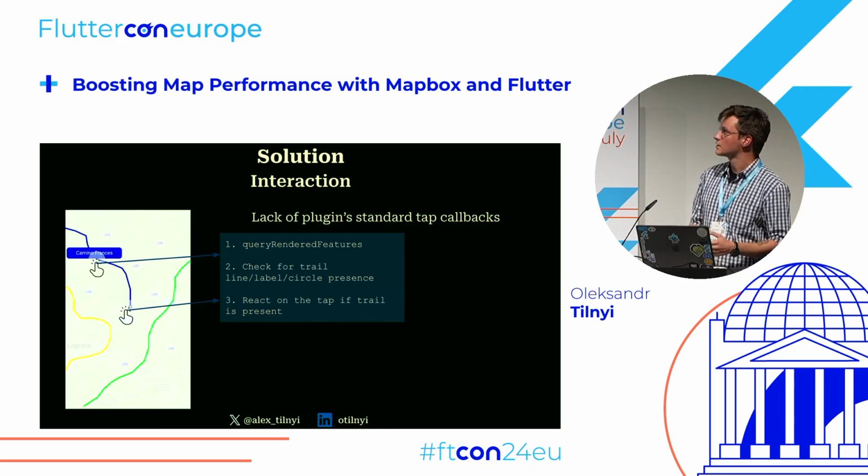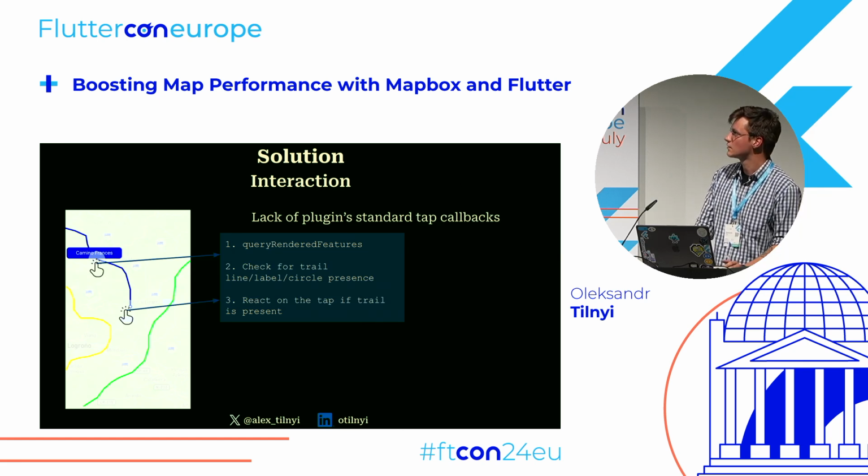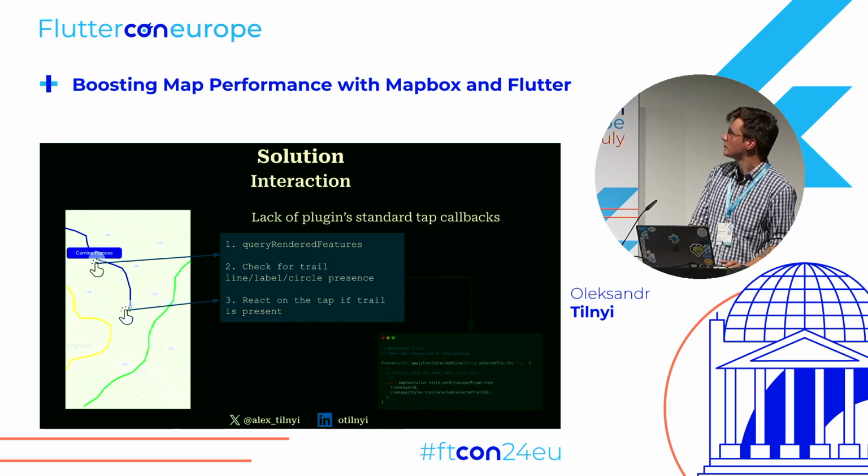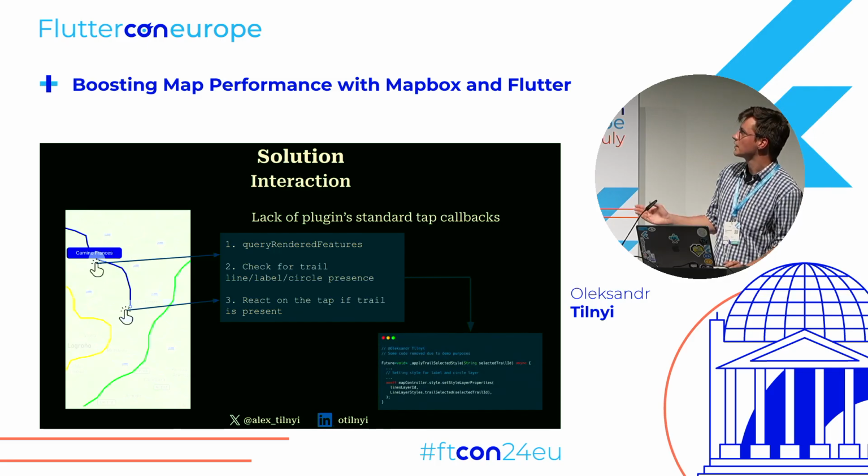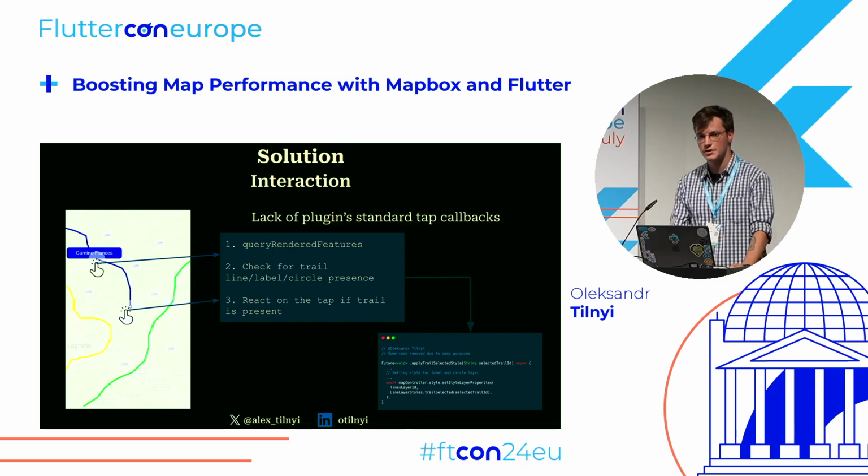And the method is that we need to query the rendered features on the map from the region where we tapped. After that, we need to look up and see if there are any lines we want to call back. And if there is any line or circle or label, in our case, to select a trail, to select this route, we are reacting on that. And this is pretty simple. We are just saying set style layer property, set the style to this layer, which will actually change the style of this whole line layer as we described.